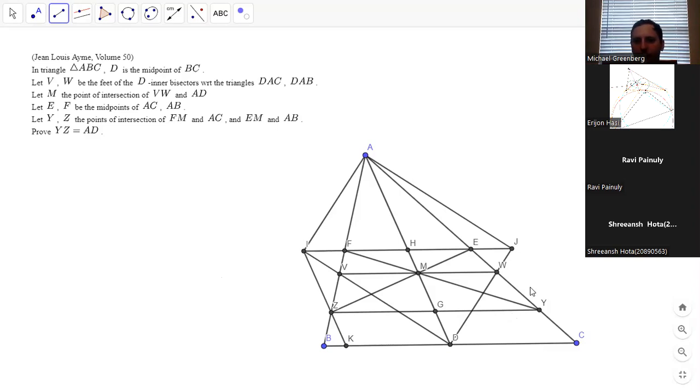If we want to show they're parallel, we want to show that AW over WY equals JW over WD, which is, and AW over WY. So we want to show that AM over MG. Let me think about this a little bit. I think I'm a little confused.